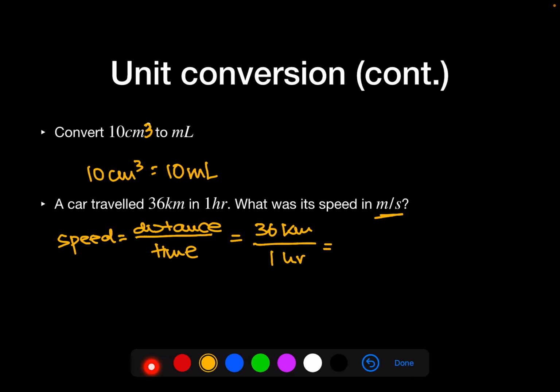Let us start off by converting the kilometers to meters. So 36 kilometers in meters is just 36,000 meters. And then for 1 hour, just remember that 1 hour is equal to 3,600 seconds. So now by either using a calculator or doing it by hand again, you get that this is equal to just 10 meters per second.